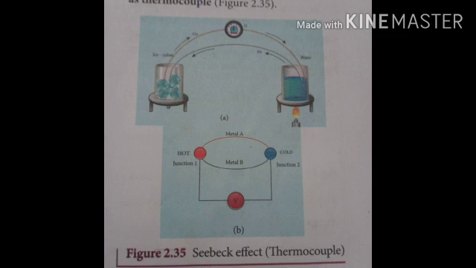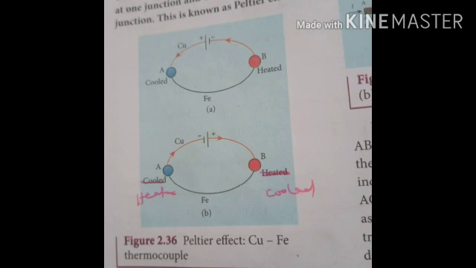The Seebeck effect is used in thermoelectric generators, in power plants to convert waste heat to electricity, and in automobiles. Next one, Peltier. It was discovered by Peltier in the year 1834. When an electric current is passed through the circuit of a thermocouple, heat is evolved at one junction and absorbed at the other junction. This is called the Peltier effect. The Peltier effect is reversible.